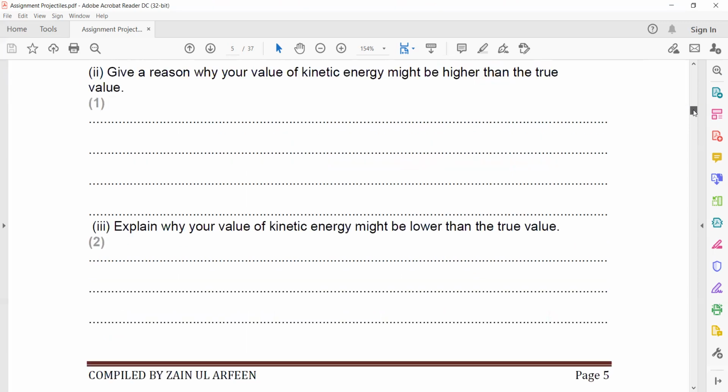The next part: give a reason why your value of kinetic energy might be higher than the true value. So what we calculated is 40.8 joules. But maybe practically the kinetic energy will only be maybe 30 joules. So why might our value be higher? What could be a reason why the value we calculated, 40.8, might be higher?